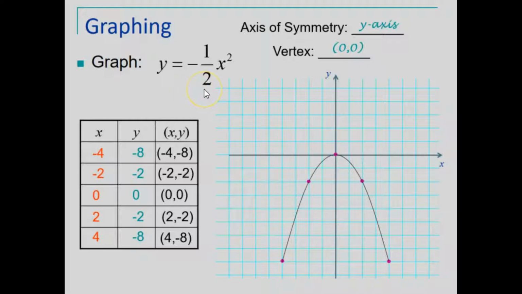If the leading coefficient has a value that is between 0 and 1, whether it's positive or negative, these rational values between 0 and 1 will flatten out the parabola. As the coefficient increases greater than 1, the parabola will become narrower the larger that leading coefficient is.